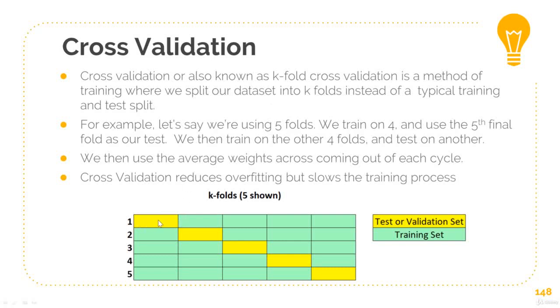Let's look at this here. This is our test fold, our validation set, and our training set. We train on these 4 folds and test on this one. Then we train on these 4 folds and test on this one. What this does is that we don't actually have any unseen data in this model. We're continuously training on segments of the data and then testing on a different segment. It reduces the overfitting, yes, but it also slows down the training process.